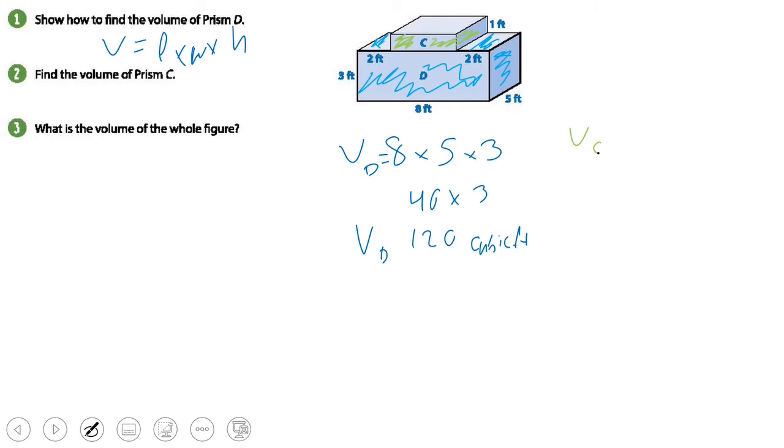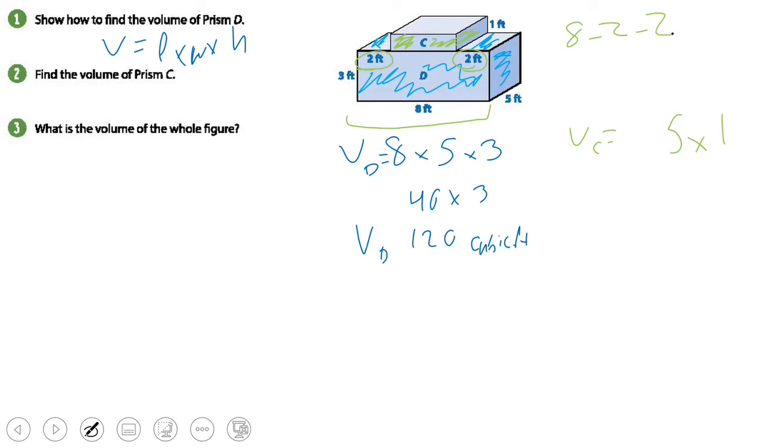Okay, so we know our height is 1. We know our width is 5. But what is our length? The entire length of D is 8 feet. And they give us the two measurements of 2 feet on both sides of C. So what does that tell us? We need to take off 2 feet off of both sides of 8. So we do 8 minus 2 minus 2.